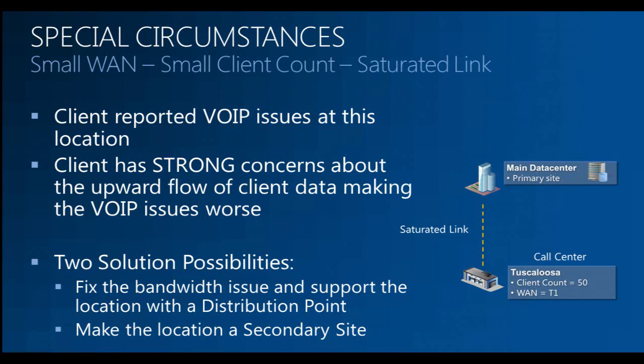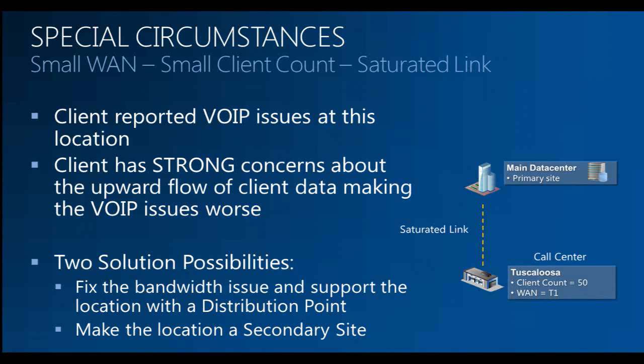So obviously the client's got some pretty strong concerns about the upward flow making their VoIP issues worse. So two recommendations here. Primarily, fix the honking bandwidth problem. Get a bigger pipe. You've already got VoIP issues at a call center, for crying out loud. Fix the VoIP issues. Then we can manage that with a DP. Until then, we can make the location a secondary site to help manage that. Although, quite honestly, the biggest recommendation here is fix the WAN pipe, because that's a concern, aside from anything in Config Manager, that is having a direct impact on the situation already.